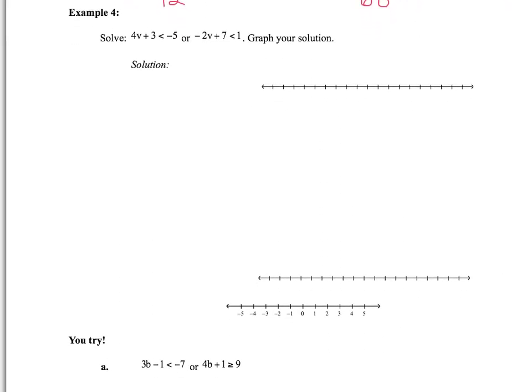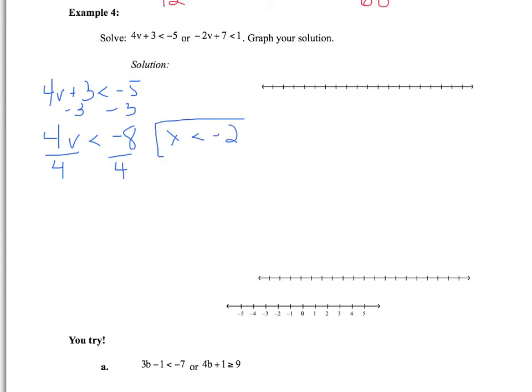Okay, so let's try a couple of problems where we're solving for x. Okay, so in the first one I have 4v plus 3 is less than negative 5. Okay, so to solve, I'm going to subtract 3 from both sides. So 4v is less than negative 8. If I divide by 4, I get that v is less than negative 2. Okay, so that's one part.